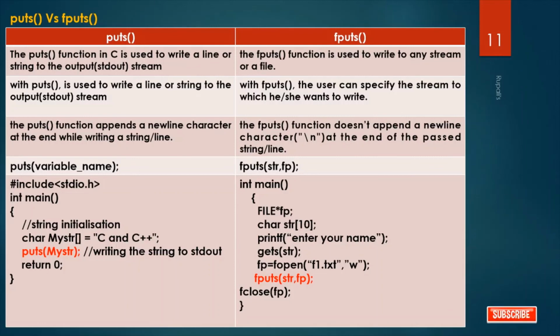The puts function appends a new line character at the end while writing a string or a line. But the fputs function doesn't append a new line character, that is \n, at the end of the string or line. So the syntax is puts(variable). See here, I declare one character array, char mystr. So just write puts(mystr). But in case of fputs, the syntax is fputs(str, fp). So this is our character array, char str of size 10. So just write fputs(str, fp).